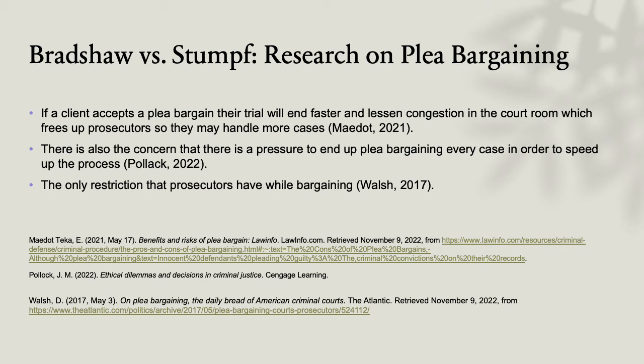There are also issues that can occur with the option of plea bargaining being so available to defendants. The biggest problem is that some innocent defendants may accept a plea deal because they are afraid that if they plead innocent, they might be found guilty if they go to trial. There is also the concern that there is pressure to plea bargain every case in order to speed up the process and move on to the next case.